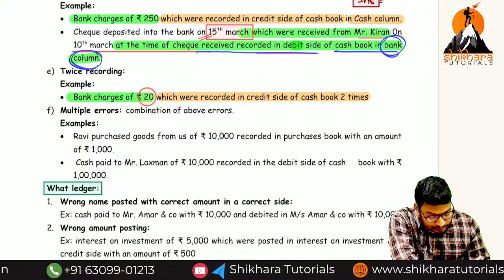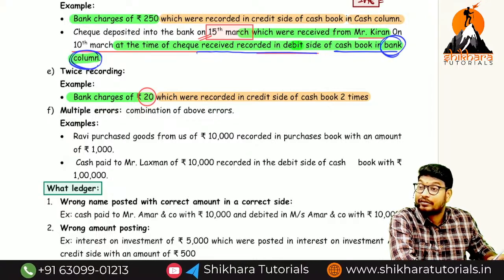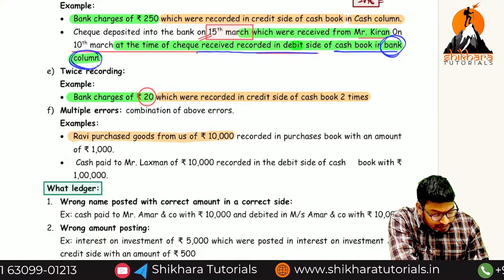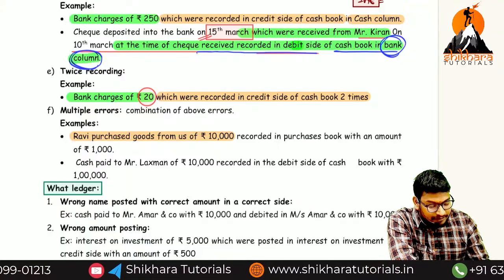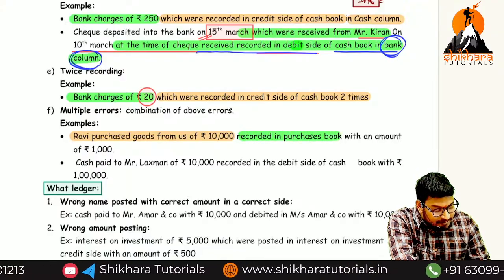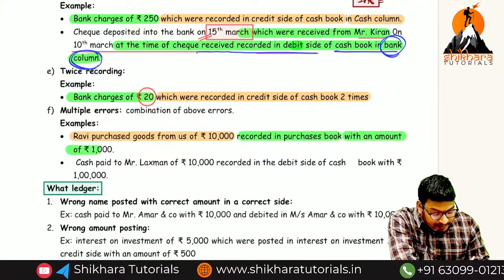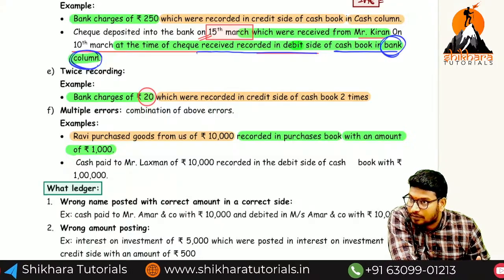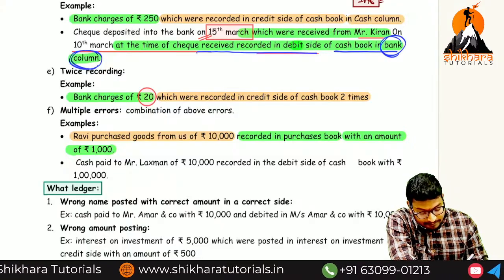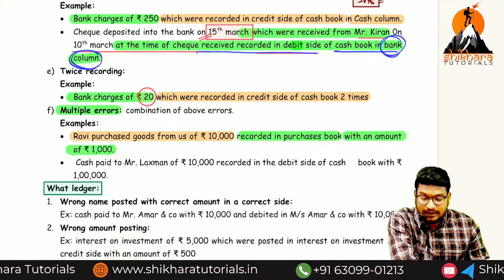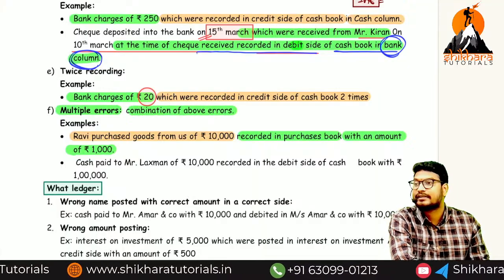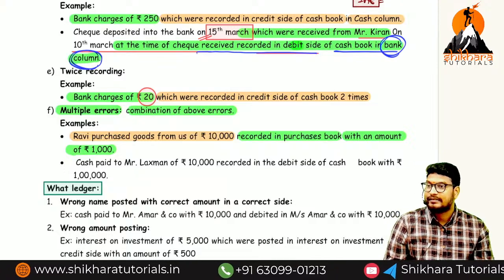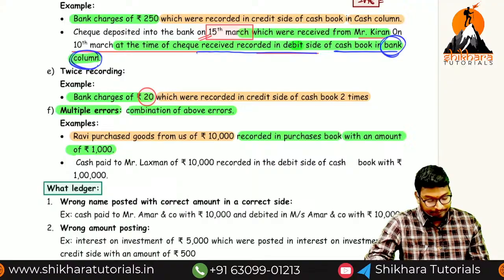So Ravi purchased goods from us. The same example as the first one. Ravi purchased goods from us of rupees how much, ma? 10,000. But what are they doing, ma? Recorded in the purchase book with an amount of rupees how much, ma? 1,000. Now wrong book, wrong amount. That is the reason we call it what, ma? Multiple errors. Combination of above errors is called as what, ma? Multiple errors. Can we solve this one, ma? So easy. Easy or hard, ma? Easy only. So what are they doing, ma?